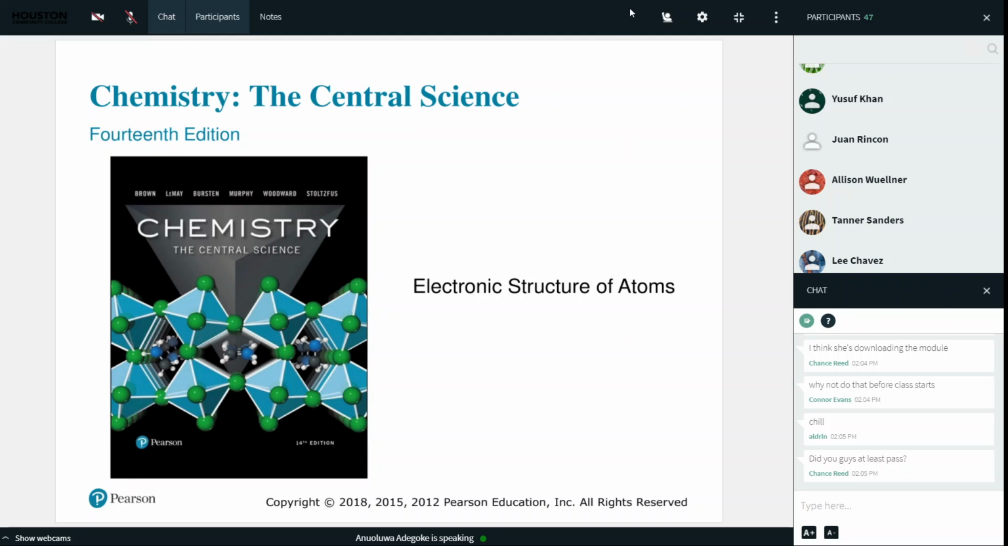We are going to be starting off this week with chapter 6, which is chapter 6 in the big book. If you have the little book, the soft cover, it will be chapter 7. So we're going to start off with this chapter, and it is all about the electronic behavior of atoms, or the electronic structure of atoms.